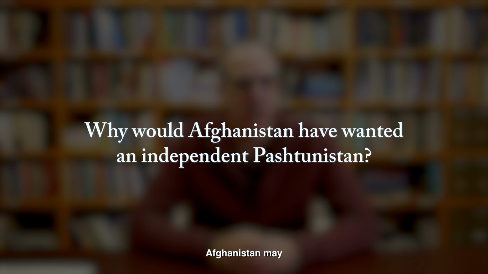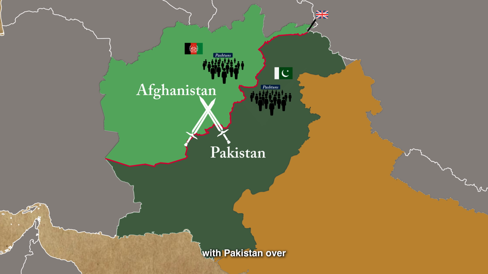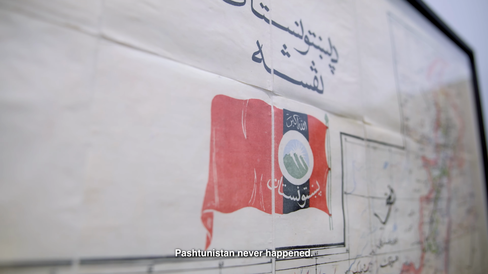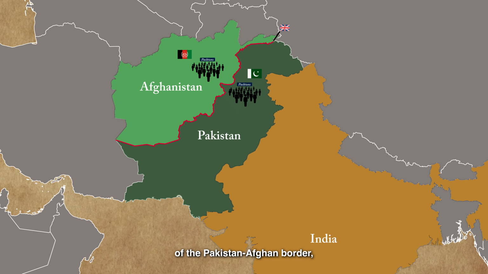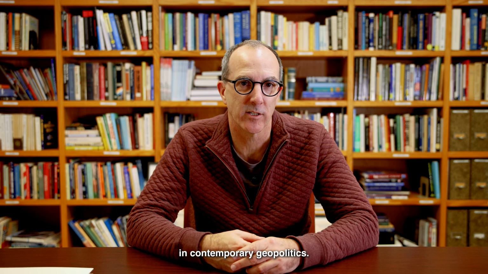One of the reasons that Afghanistan may have wanted to promote an independent Pashtunistan out of Pakistani territory was that Afghanistan was afraid of a potential rivalry with Pakistan over power in South Asia. In the end, the idea of an independent Pashtunistan never happened, but the issue of there being Pashtuns on both sides of the Pakistan-Afghan border still lives with us today in contemporary geopolitics.